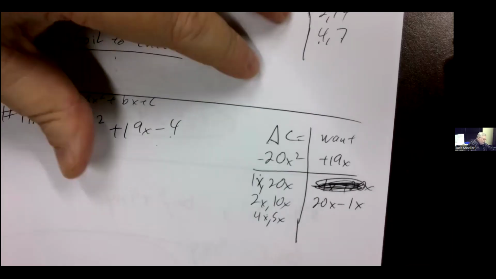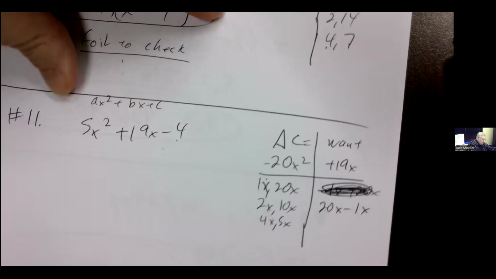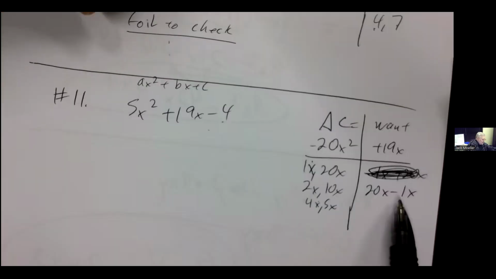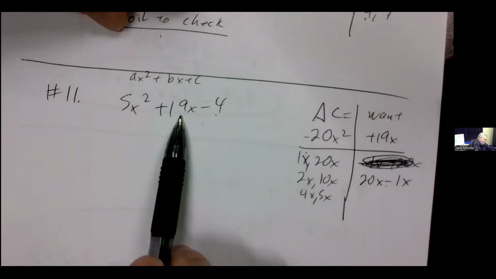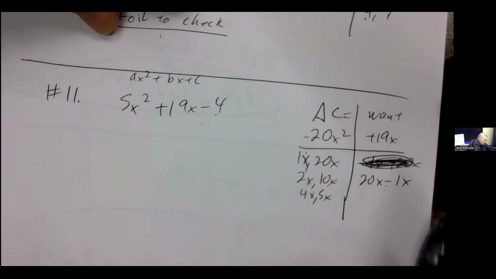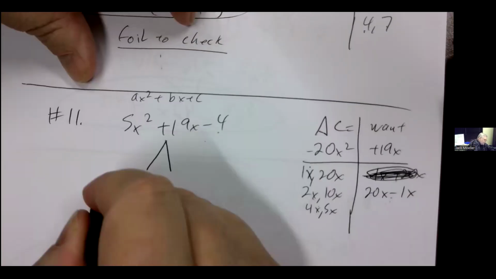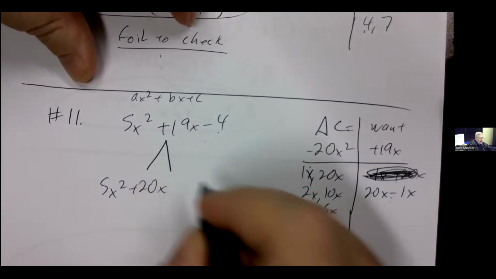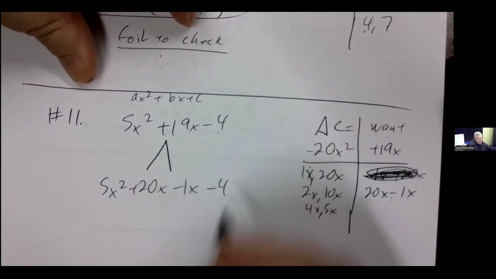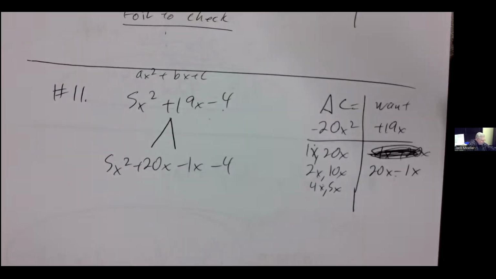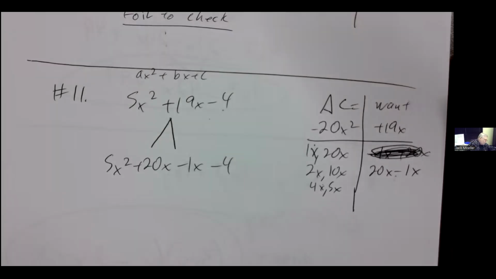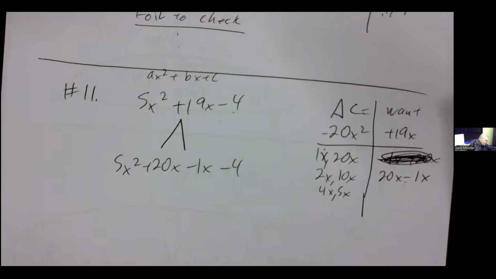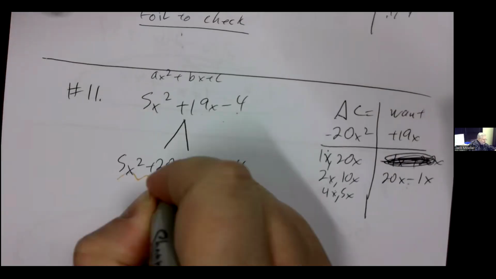So remember that the whole reason we're doing this AC method is the next step. We're going to take that and replace the 19x with those two terms. And now we have 5x squared plus 20x minus 1x minus 4. And so how does that help us? Well, now we have a 4-term polynomial, which means we're going to do factor by grouping. So if you're a factor by grouping fan, then you tend to use the AC method a lot more. Remember, for factor by grouping, we're going to group the first two and last two, look for GCFs.